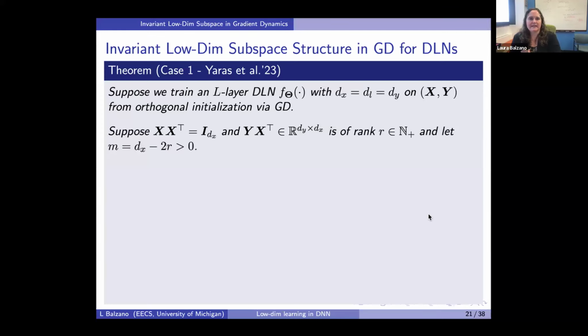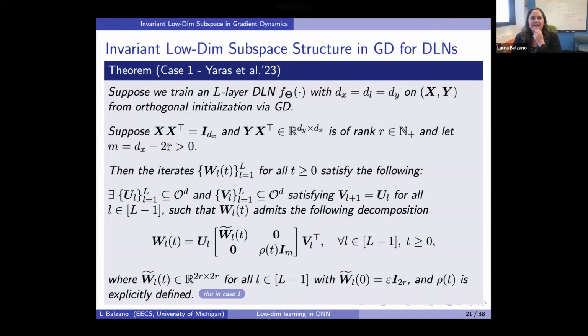Here's a theorem in a preprint we have online. We're training an L-layer deep linear network. All the matrices are square, including the target Y, so they're all the same dimension. Our data are whitened, and then YX transpose has low rank, rank R. Define M to be the difference between the dimension of all these matrices and 2 times R, which is like what we saw: the top rank R and the low rank R subspaces were the ones that were changing.